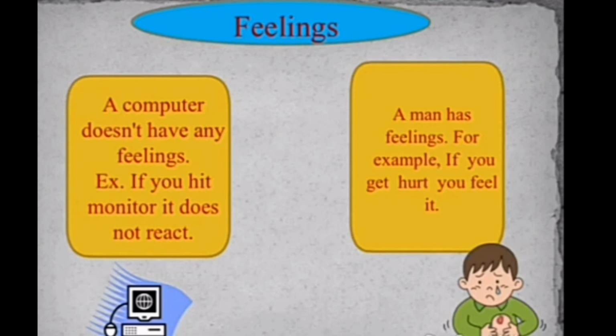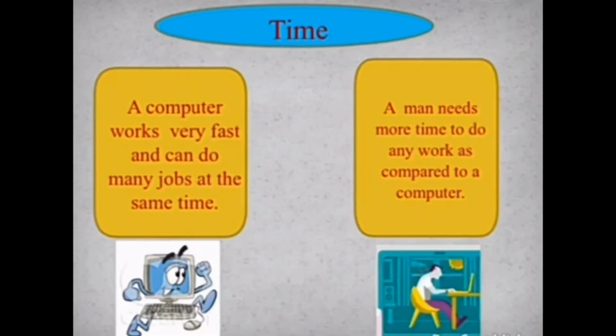And now next point, see here, time. A computer works very fast and can do many jobs at the same time. But a man needs more time to do any work as compared to a computer. If we give a difficult sum or a large amount of calculation to the computer, it will simply complete it in less time as compared to the man.